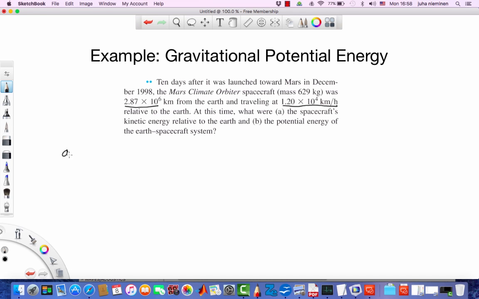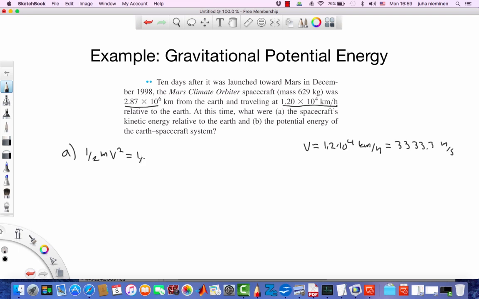So A, of course, is half times m v squared. But let's see what our velocity is. So v is 1.2 times 10 to the 4 kilometers per hour. And if we divide that by 3.6, we get the speed in meters per second. And that is about 3.3 kilometers per second, or 3,333 meters per second. We need to use SI units here.